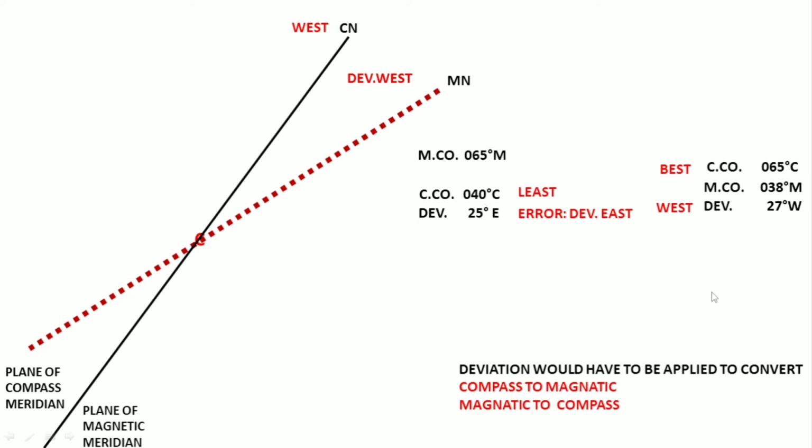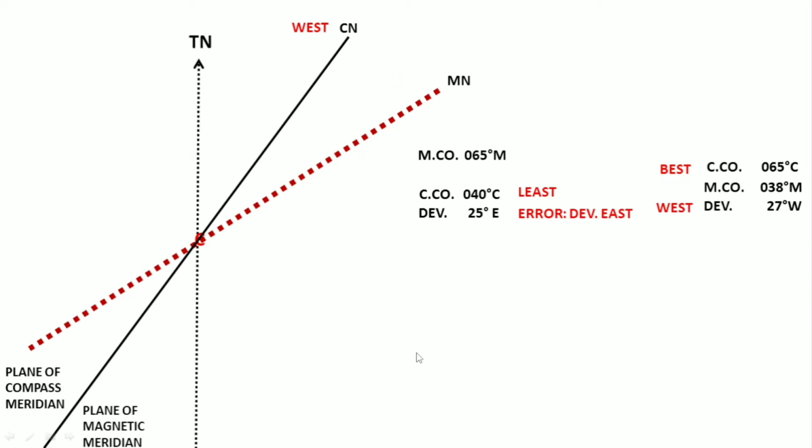And as you can see here, if I had to convert compass to magnetic or magnetic to compass, I would have to apply deviation. Now from true to magnetic is variation. It's not the other way around. Always true to magnetic is variation, and magnetic to compass is deviation. That's why I made the arrows like this.